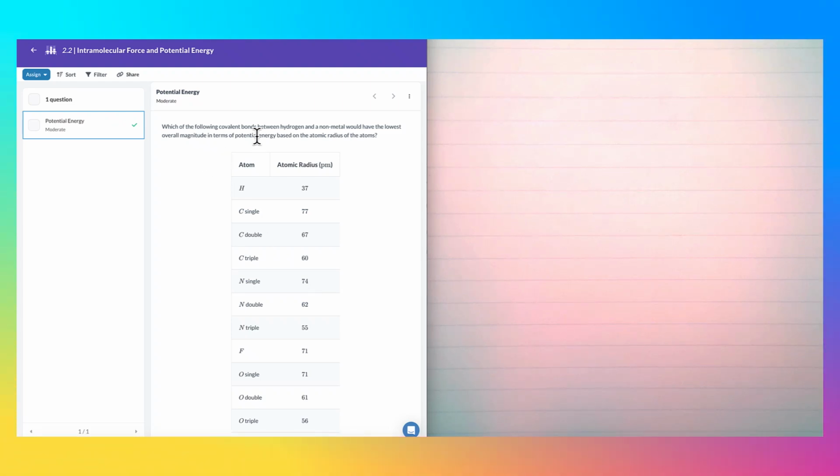Which of the following covalent bonds between hydrogen and non-metal would have the lowest overall magnitude in terms of potential energy based on the atomic radius of the atom? Okay, the lowest overall magnitude.